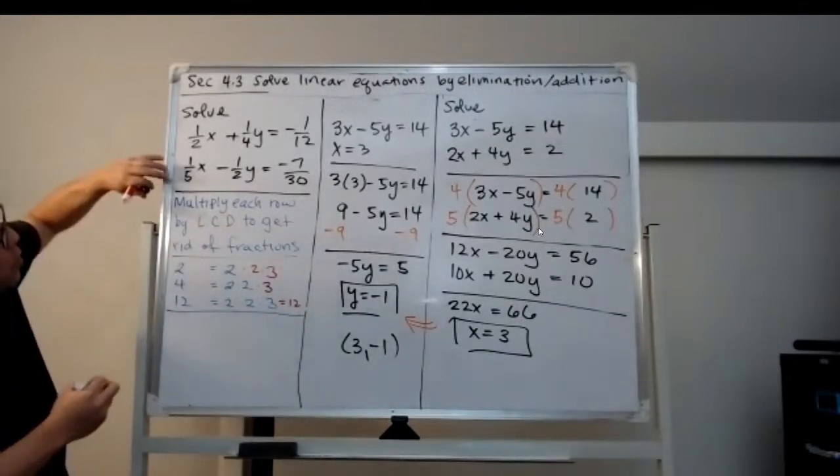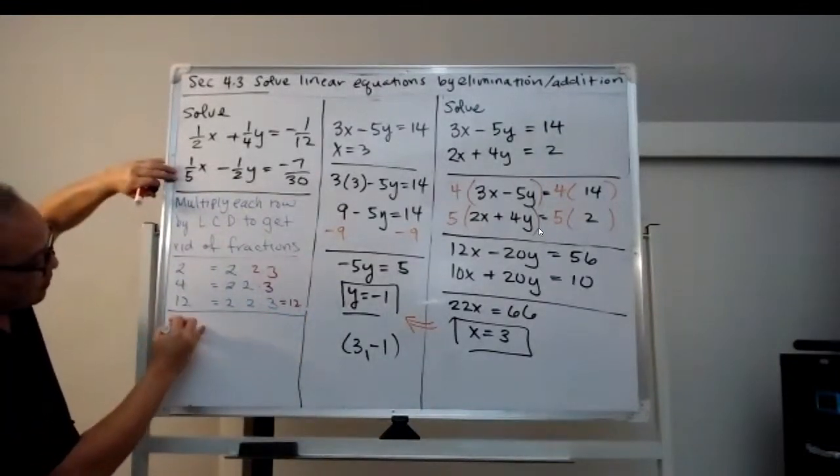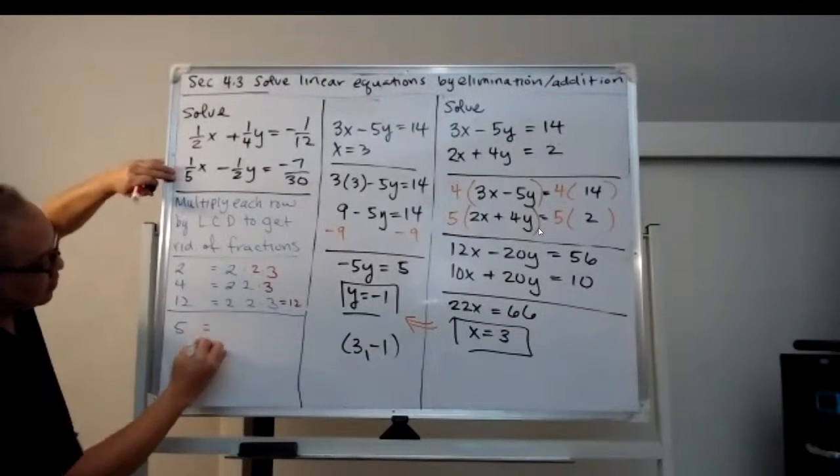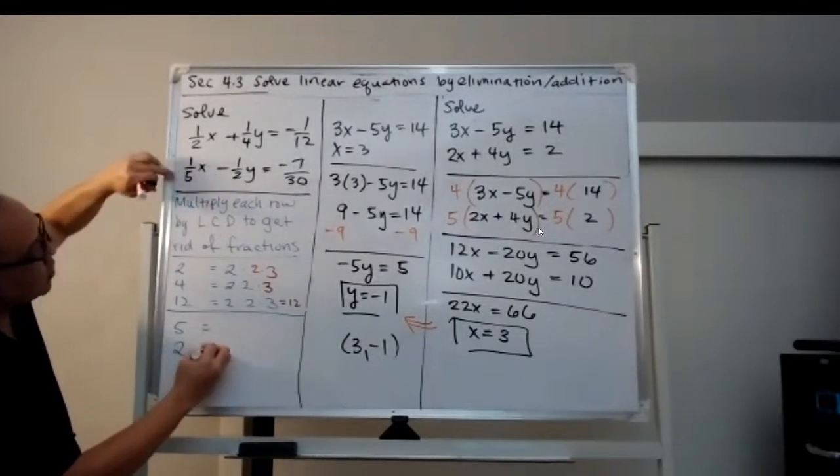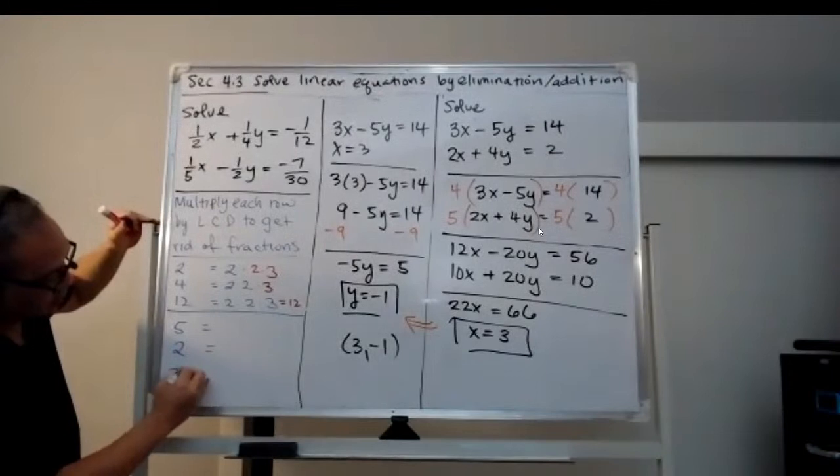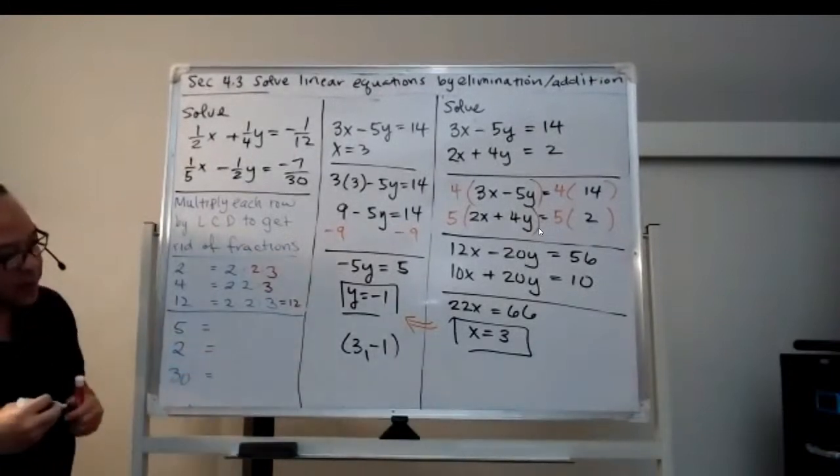Okay, so we have that. So go ahead and do 5. 5 is equal to what? 2 is equal to what? And then do 30, and see if you can find the lowest common denominator here.